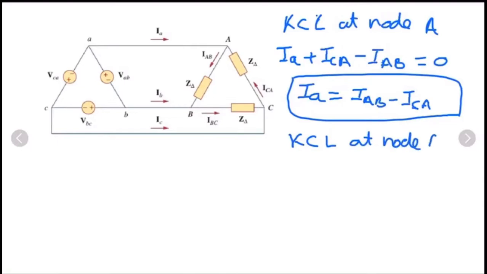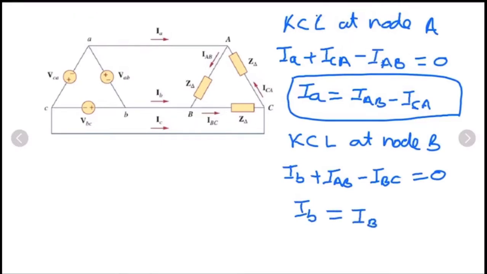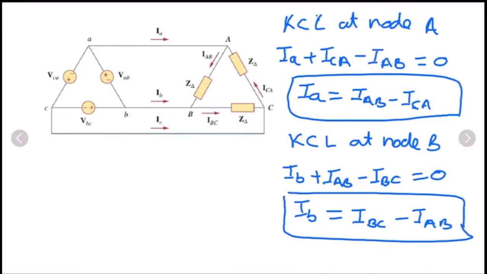Now KCL at node B. So at node B we can see that IB is your incoming current, IAB is your incoming current, and IBC is your outgoing current. So the equation will be IB plus IAB minus IBC is equal to 0. Again we will simplify it: IB will be equal to IBC minus IAB. This is your second equation.